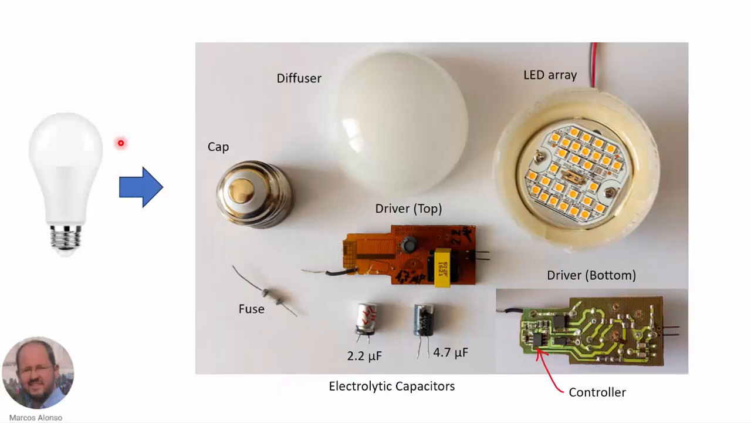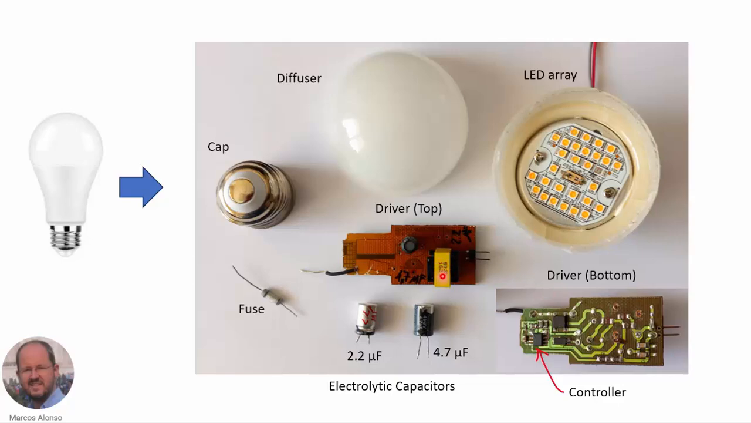So here we can see the different elements of this bulb. This is a lamp that was operating in my house for several years. Here we can see the cap, this is the diffuser, this part here of the bulb. Inside we have the LED array, we can see the different LEDs of the lamp. This is the driver, the electronic driver, seen from the top, and this is the electronic driver, seen from the bottom. So we can see different elements.